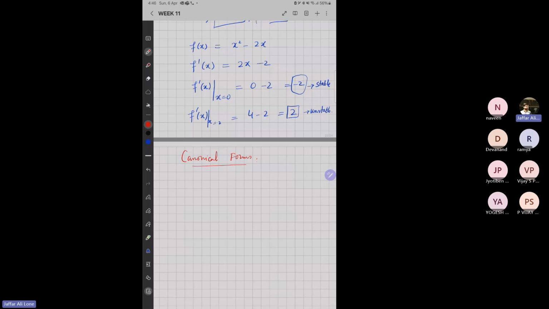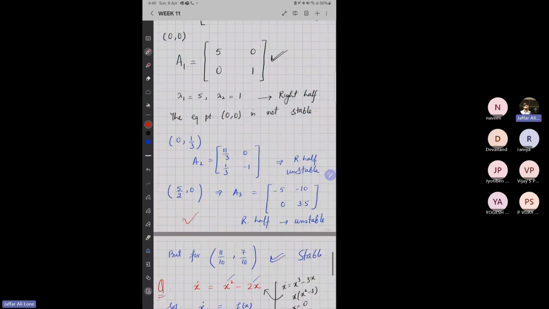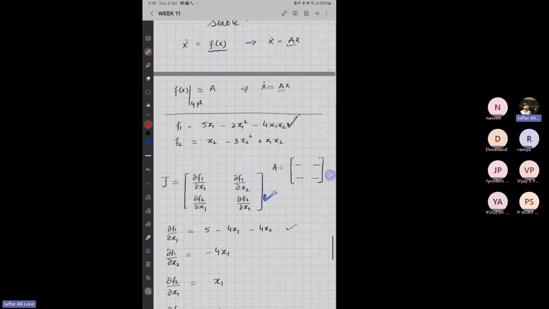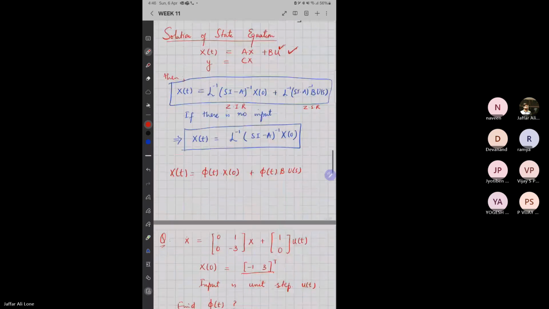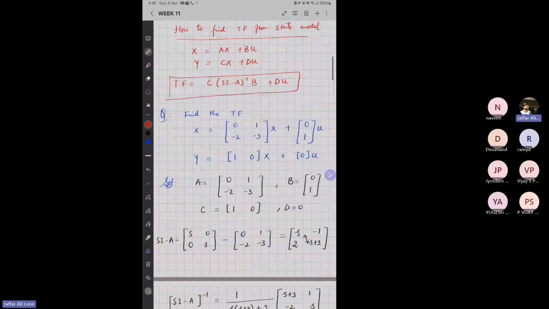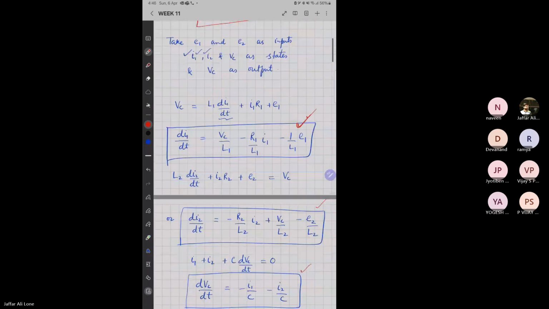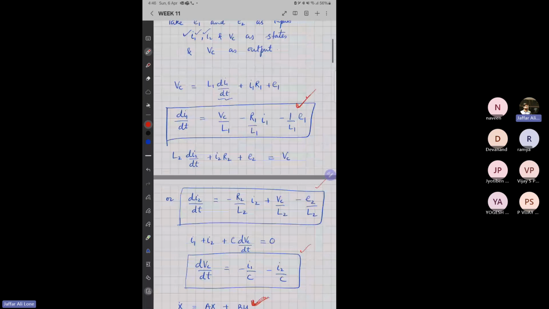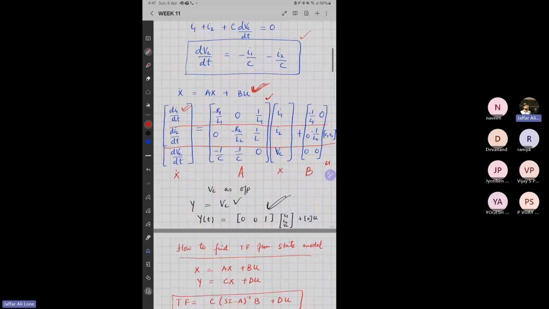So basically, when you go from transfer function to state space, the transfer function is unique, but state space models are not unique. So for example, in the first case, let's assume I take V2 as the first state, I2 as the second state, and I1 as the third state. My matrix elements would be different, right? My matrix elements would be different.